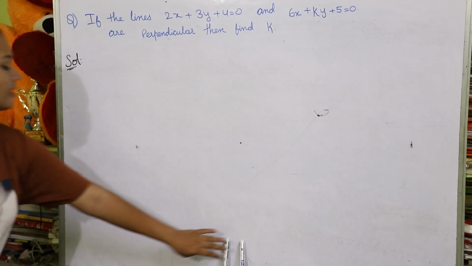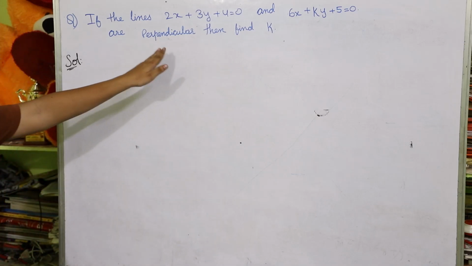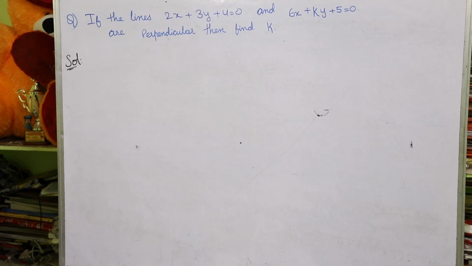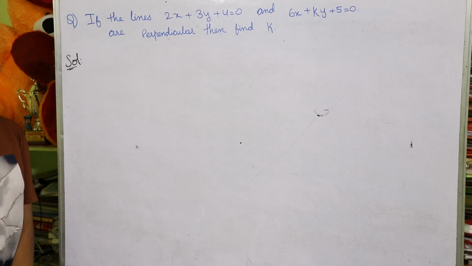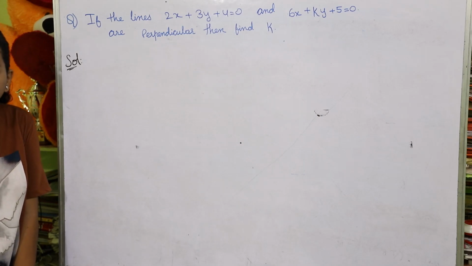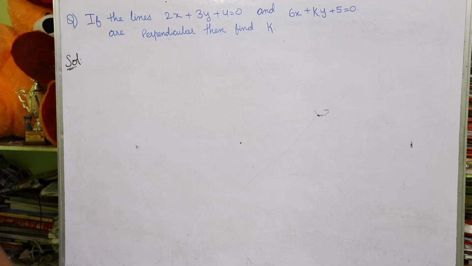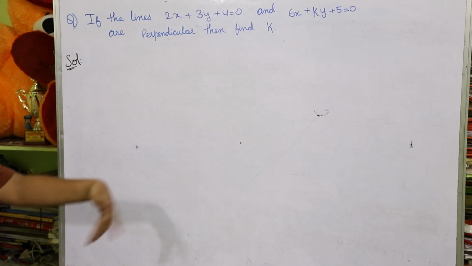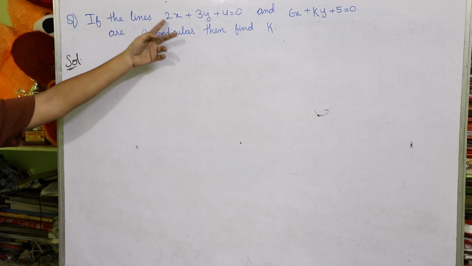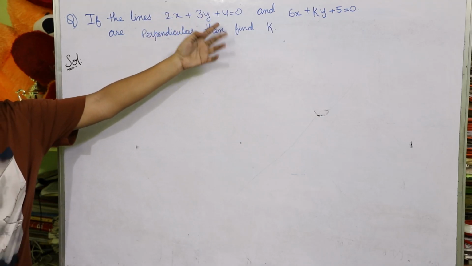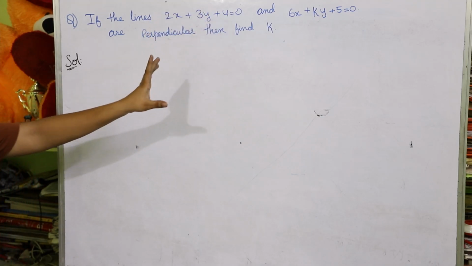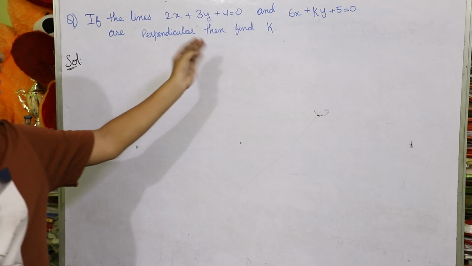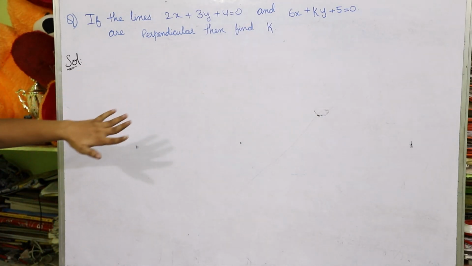Question: if the lines 2x + 3y + 4 = 0 and 6x + ky + 5 = 0 are perpendicular, then find the k value. Guys, they have given two lines, two equations. The first equation is 2x + 3y + 4 = 0, and the second equation is 6x + ky + 5 = 0.